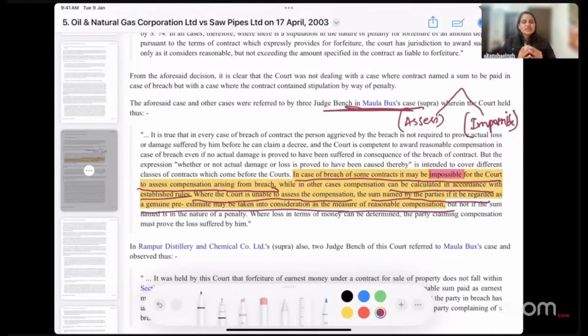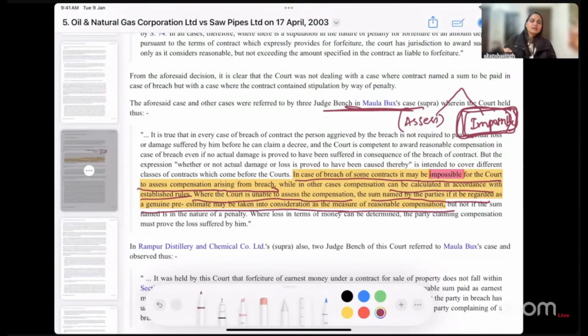So section 74, when it says that actual loss or damage need not be proved, it is basically covering which particular type of breach? The one wherein damages are not possible for the court to quantify or assess. Then in those cases, the court will not ask you to go through the entire process of proving the loss or damage that has happened.